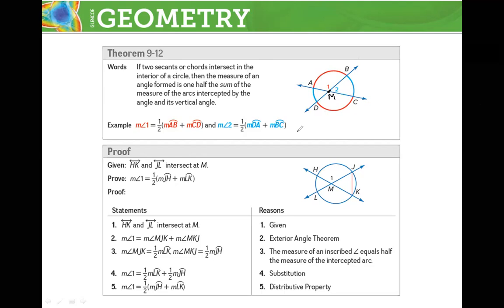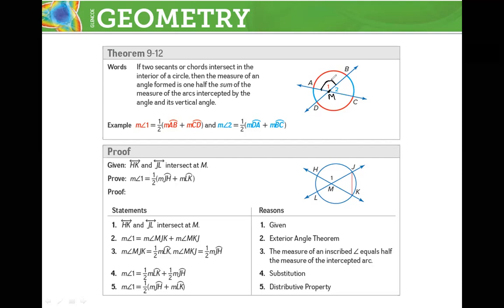So if they are intersecting at the point M inside the circle, then the measure of the angle formed is one half of the sum of the measures of the arcs intercepted by the angle and its vertical angle. Again, on the drawing, I'll express it. Pay attention with me. If we have two secants, the first line and the second line meet at the point M, this angle is called angle AMB, or angle 1.